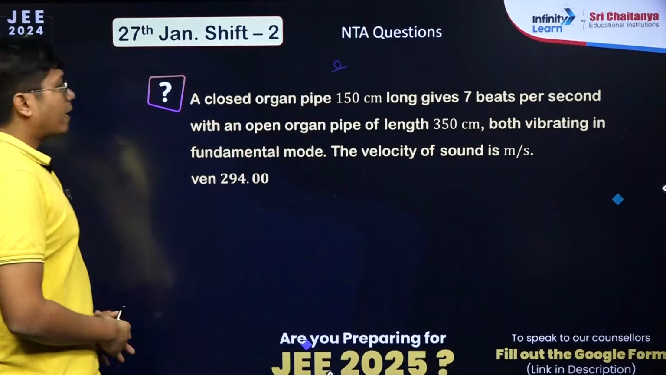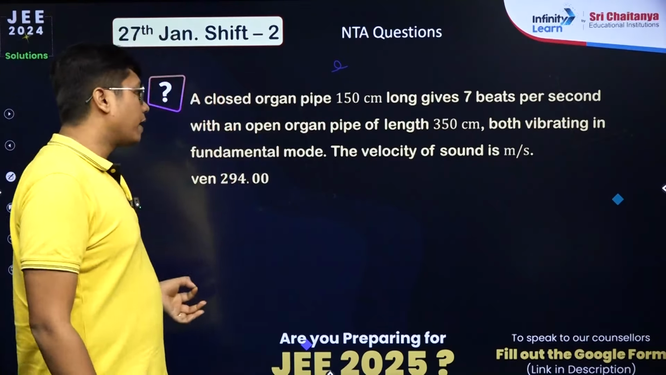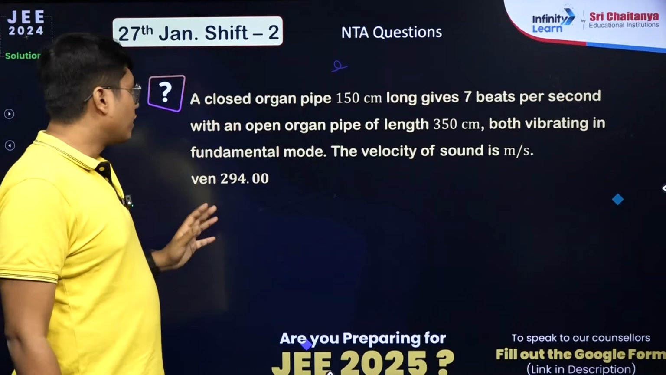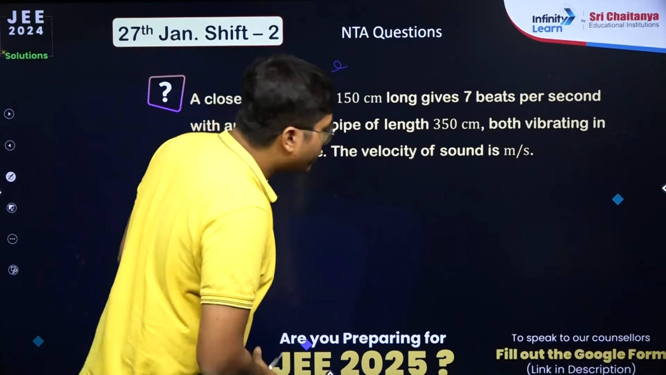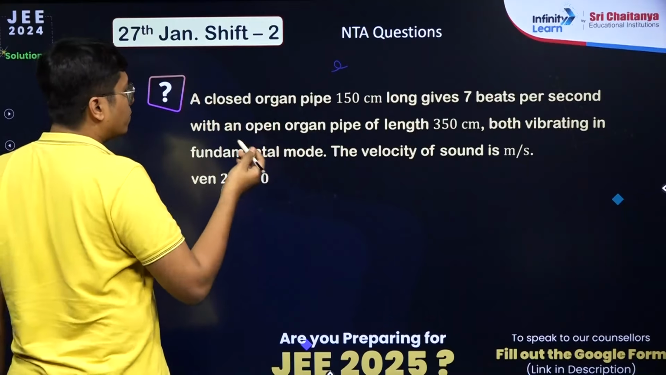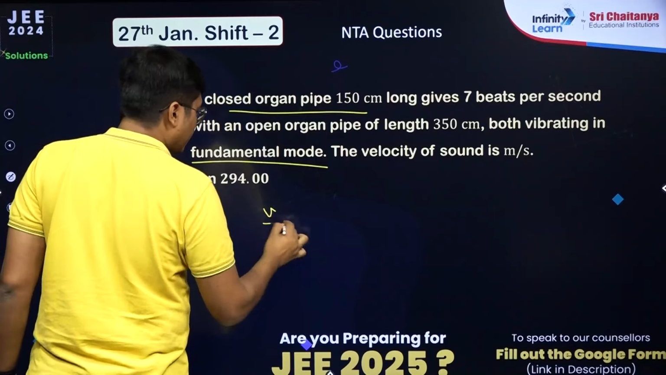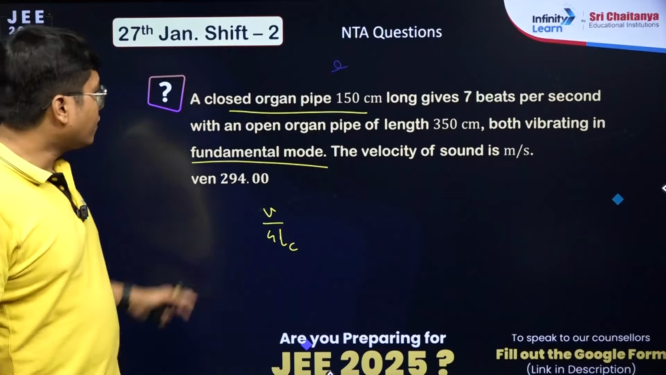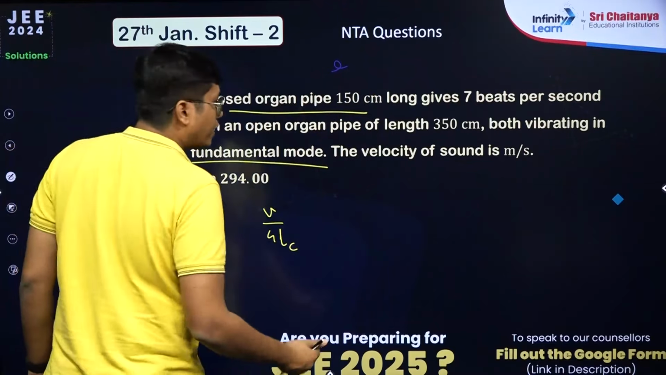It says a closed organ pipe 150 centimeter long gives 7 beats per second with an open organ pipe of length 350 centimeter. Both are vibrating in the fundamental mode. The velocity of the sound is, I believe the answer has also been given here somehow, so we'll solve it anyway. What is the formula for the fundamental mode of a closed organ pipe? It is V by 4L. And what is that for an open organ pipe? It is V by 2L.